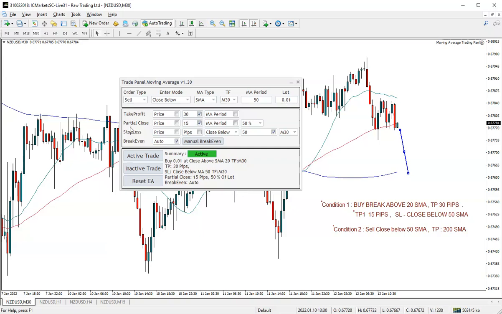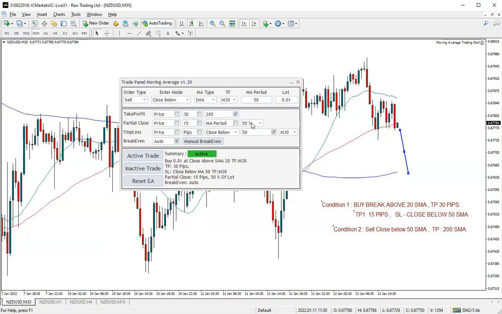Lot size is 0.01. Now here, for take profit, we decided that we want to take profit at a touch of the 200 SMA. So if price closes below and keeps moving down towards the 200 SMA, I want to take my profit at the retest of the 200 SMA. So at take profit, I'll remove this. I'll set 200 MA.